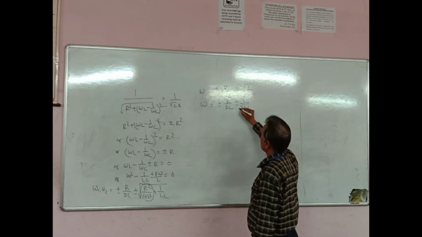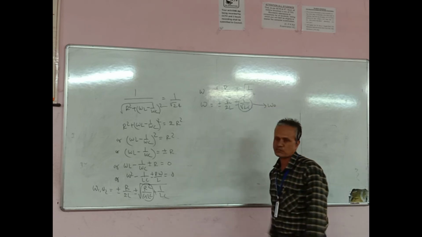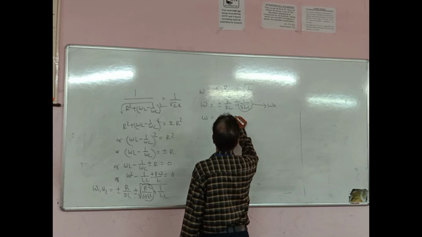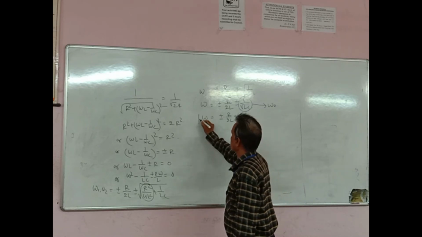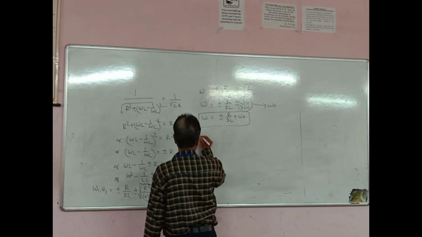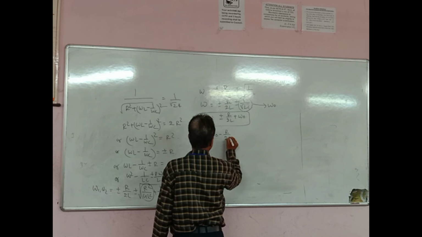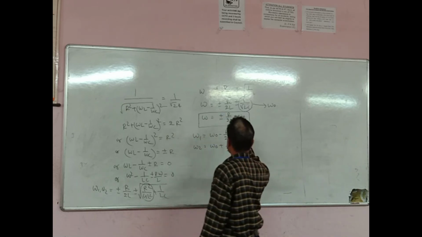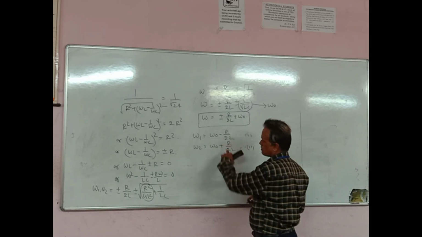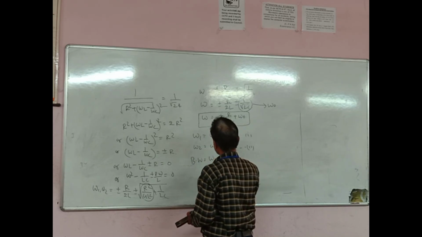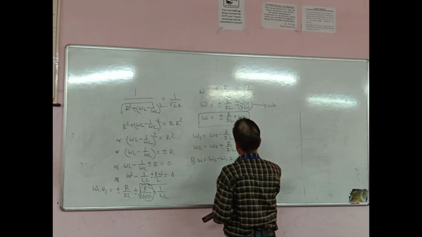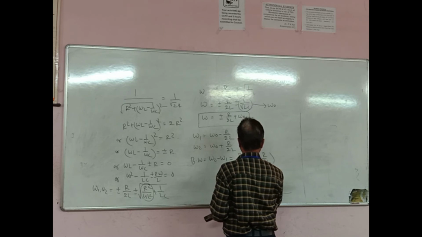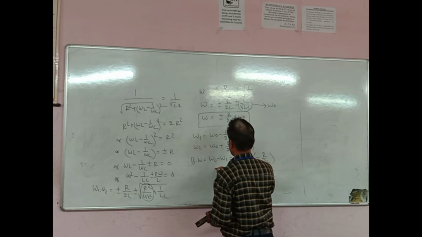This 1 by root LC is our resonant frequency. So we can write omega is equal to plus or minus R by 2L, taking the resonant frequency as positive, plus omega 0. From this expression we get the two half power frequencies: omega 1 is equal to omega 0 minus R by 2L, and similarly omega 2 is equal to omega 0 plus R by 2L. From these two expressions we get the bandwidth, omega 2 minus omega 1, which is R by 2L plus R by 2L, equal to R by L. So this is our expression for bandwidth.